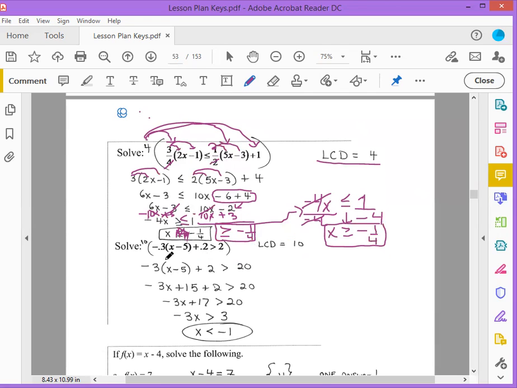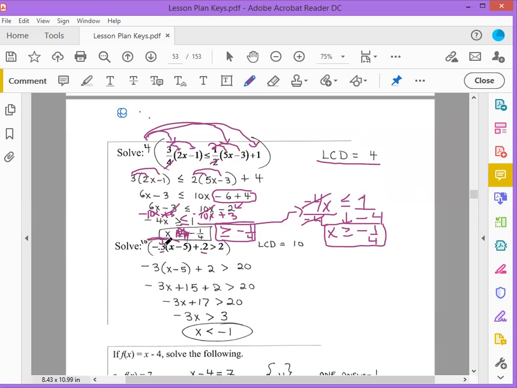Our next problem, we have decimals. We have negative 0.3 times x minus 5 plus 0.2 greater than 2. Now, to get our LCD or to get rid of these decimal points, do you see the place value of each of these numbers? This 0.3, that's in the 10th place. 0.2 is in the 10th place. So to get rid of that decimal, we multiply by 10. We multiply each of the terms times 10.